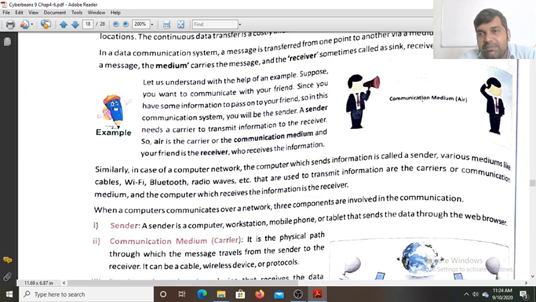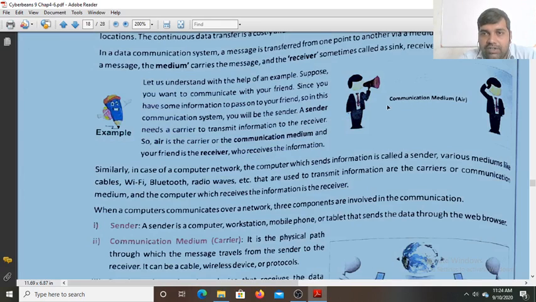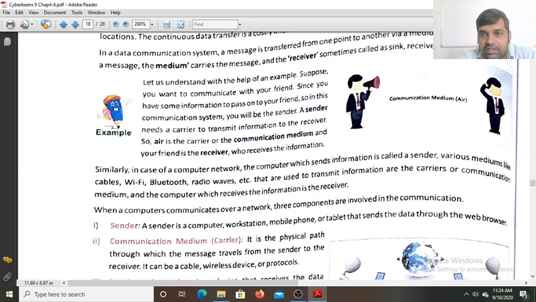So that's why some medium is required. That's why air is needed. So here air is the medium to send the voice signal of this person to this person. So air is the carrier or the communication medium and your friend is the receiver who receives the information.